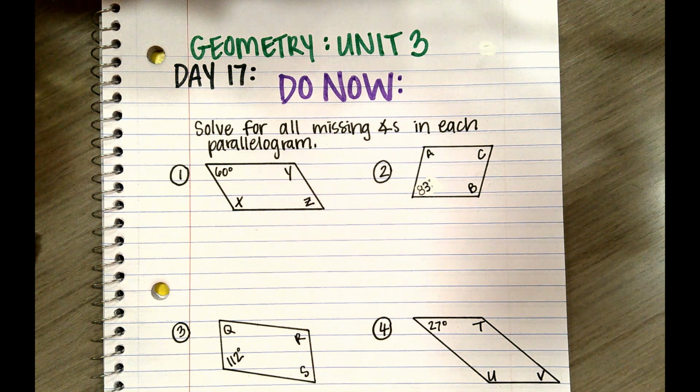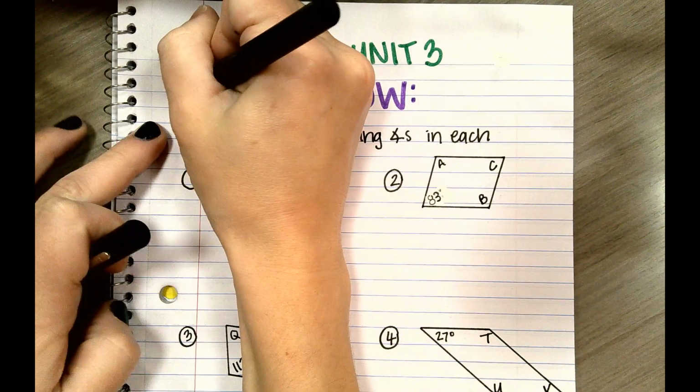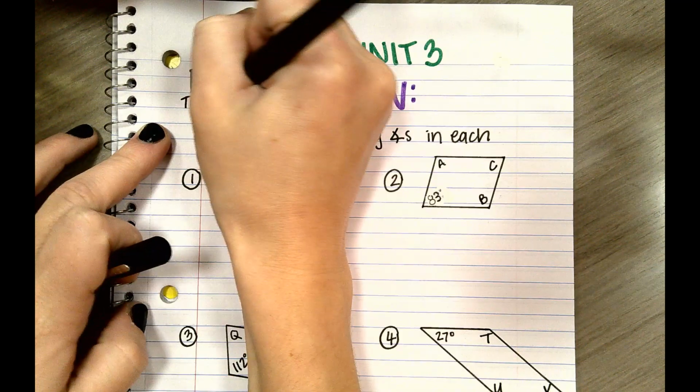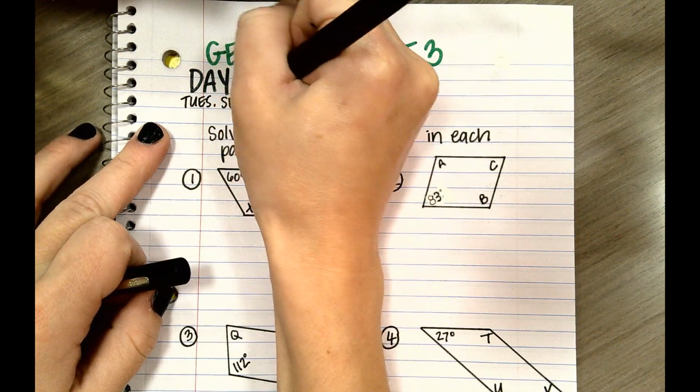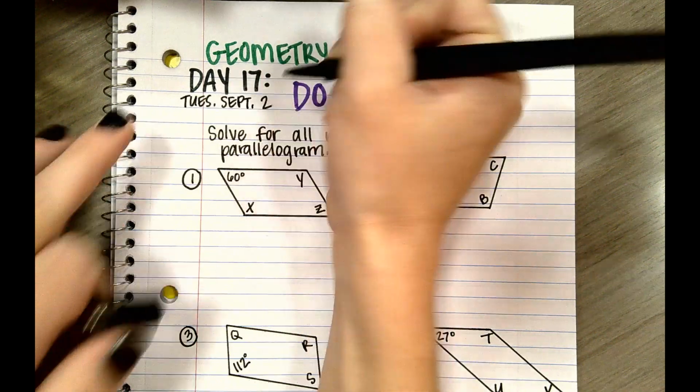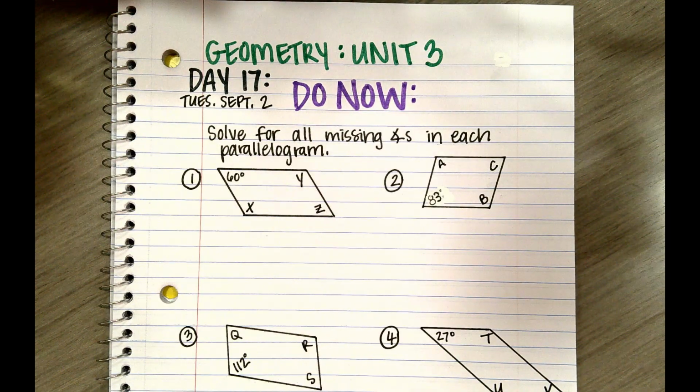This is day 17 in geometry, and it is Tuesday, not August anymore. Now it's September, Tuesday, September 2nd. We did not have school yesterday, Monday, so nobody missed anything yesterday. Last week, though, on Thursday, we did start a new unit, Unit 3, because we finished our triangles unit.